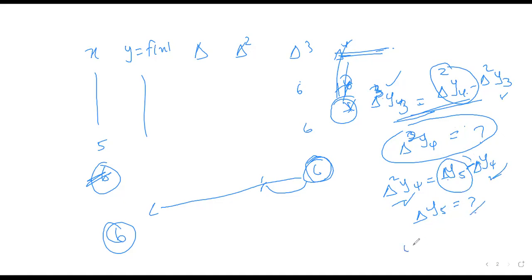So you find delta square y4 is what? Delta square y4 is equal to delta y5 minus delta y4. From this you know delta squared y4, you know delta y4, and then you can find this one. You can take this to the other side and find this value. And then the y6 value is equal to what? Delta y5 will be y6 minus y5. You know this one, you know this one, so from this you can find y6.